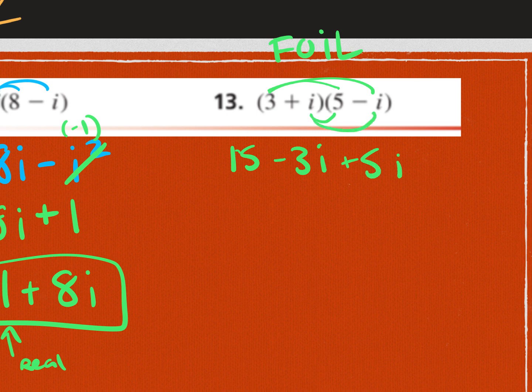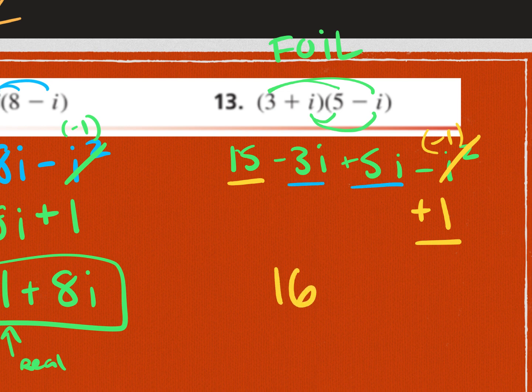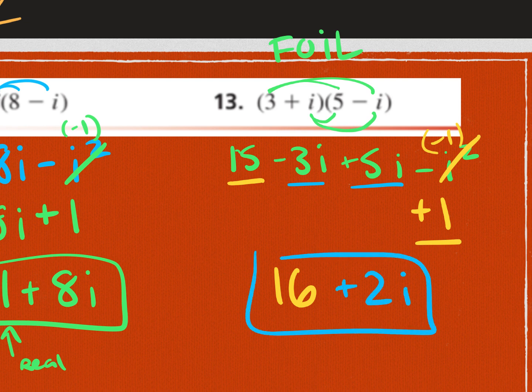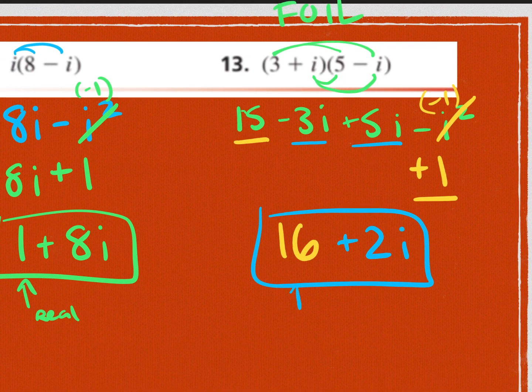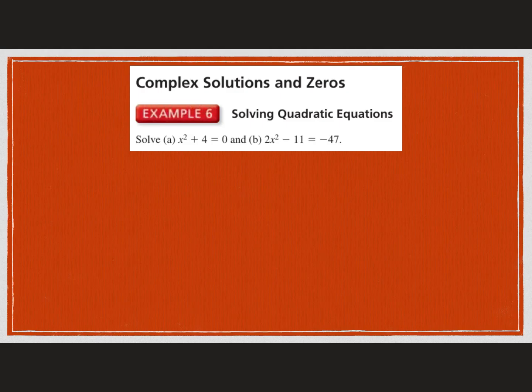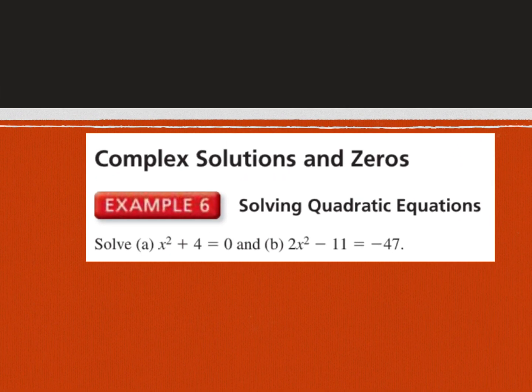And then the last, i times negative i, would be negative i squared. We know that i squared is negative 1, so that would make this a plus 1. So 15 plus 1 would be 16. And then negative 3i plus 5i, it would be like 5 minus 3, so that's plus 2i. We just leave our answer like that, with the real number first, imaginary number second.